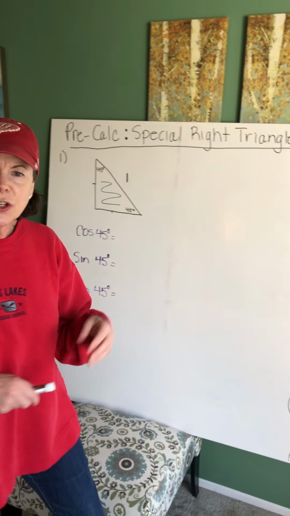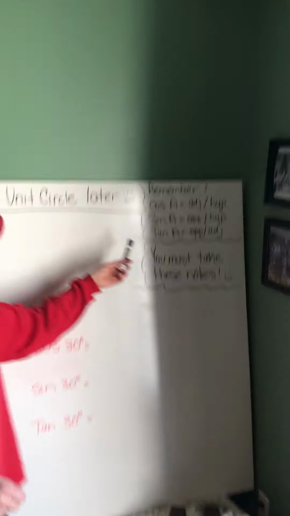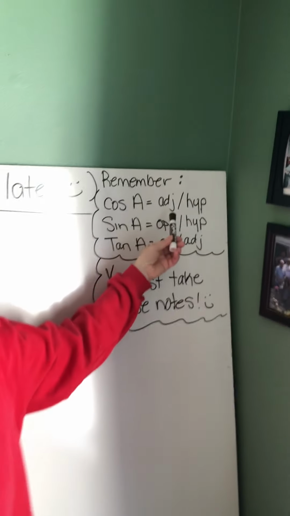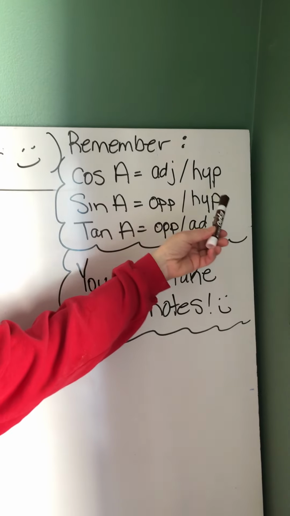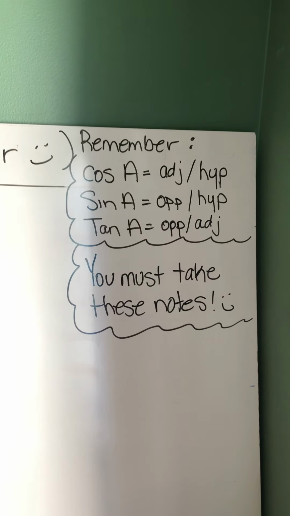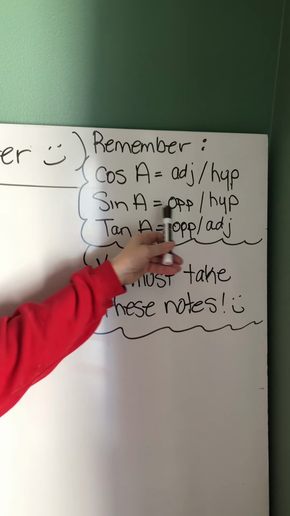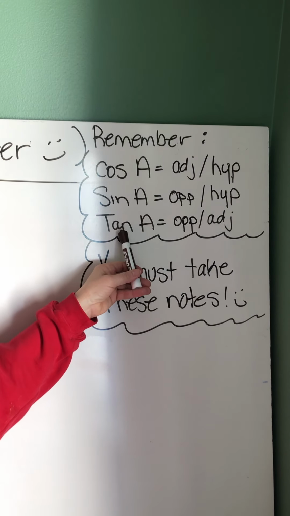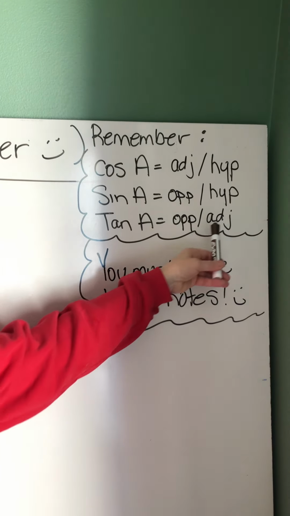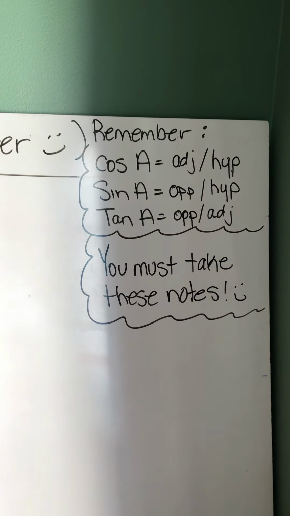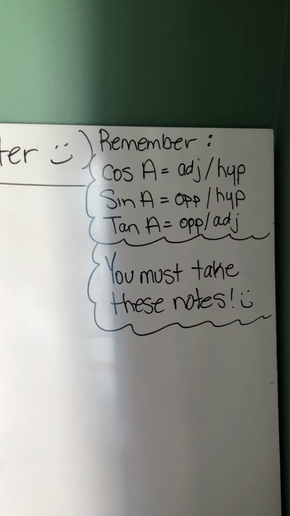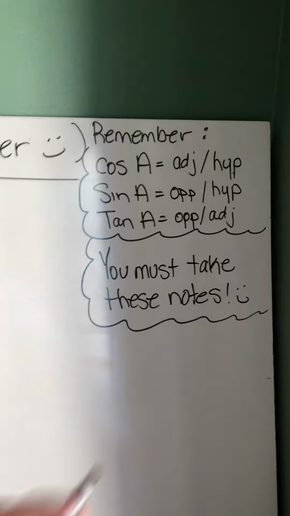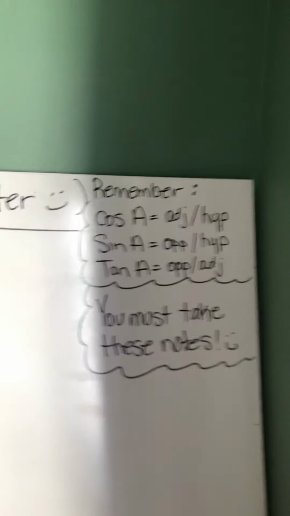So what I need you to remember is that cosine of an angle is the adjacent side of a right triangle over the hypotenuse. Sine of an angle is the opposite side over the hypotenuse, and tangent of an angle is the opposite side over the adjacent side in a right triangle. And you have seen that a few times. And again, you must take these notes.